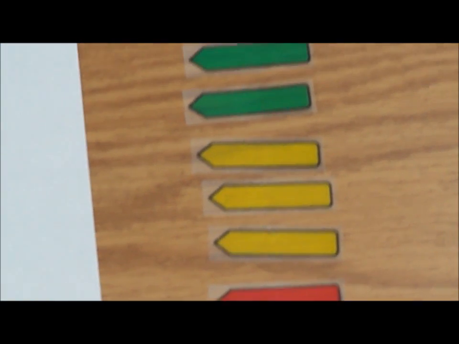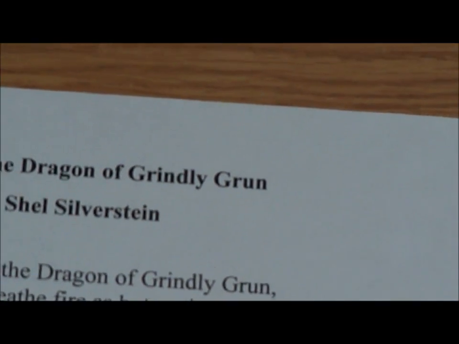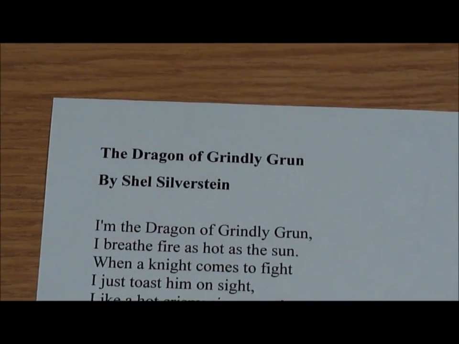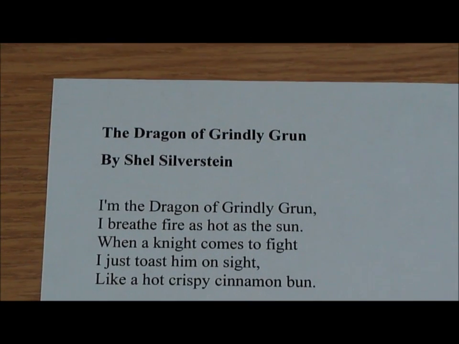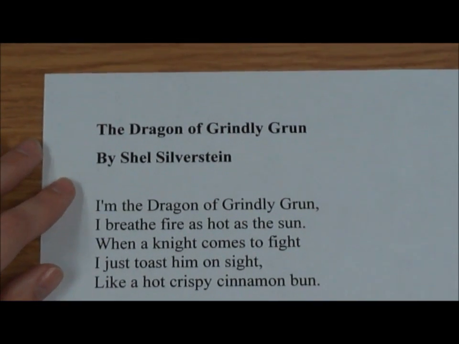If I gain understanding of the red flag lines as I continue reading, I will go back and change the red flag to a green flag to show that I understand it. To begin, I am first going to read through the entire poem. I will then go back and use the comprehension strategy of monitoring as I go. The Dragon of Grinly Grun by Shel Silverstein.